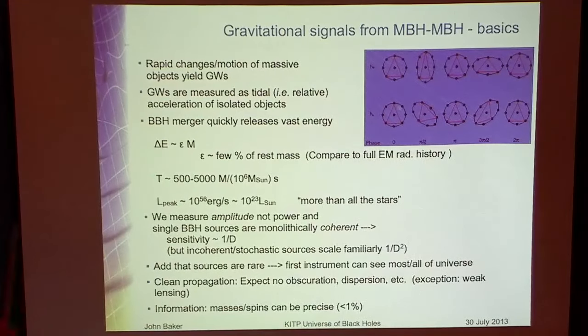So you can compare: a few percent of the mass is released in a short period of time, and that's kind of like a few percent of the accreted material's mass forming the black hole being released in electromagnetic radiation over time, too. So it's probably less, but a comparable amount in one merger, quickly.